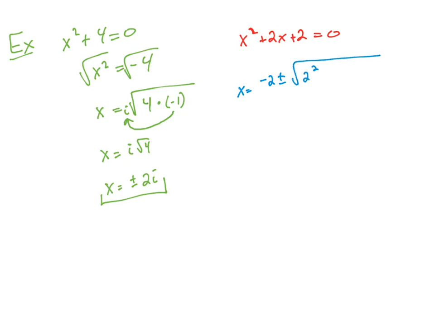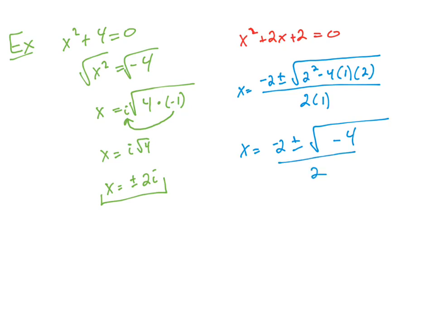So negative 2 squared plus 4, it's actually minus 4ac all over 2 times 1. So we end up with negative 2 plus or minus. Simplifying under the radical, we get 4 minus 8, so negative 4, divided by 2.